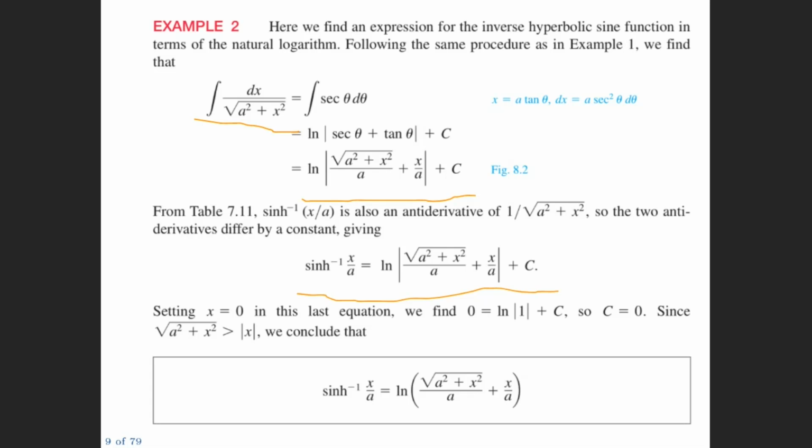This tells us that inverse sine of x over a must be the same as this term, natural logarithm of the absolute value of the square root of a squared plus x squared over a plus x over a, plus a constant. But what is this constant? We can find the constant by putting in x equal to 0. On the left side, we would have inverse sine of 0, which is just 0.